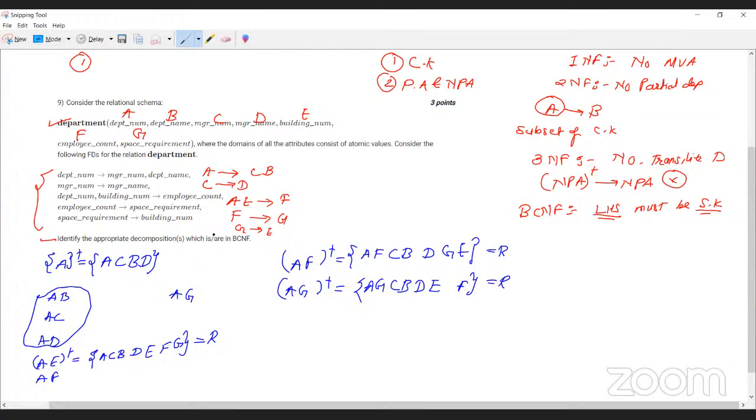Now we have to check other combinations also, like BC, CD. Are these candidate keys or not? You can see BC, BD, CA will not be a candidate key. So what is remaining? Okay, so these three are my candidate keys. Now let us check for a combination of B. BC will not be there, BD will not be there, BE. Whether B is a candidate key here?